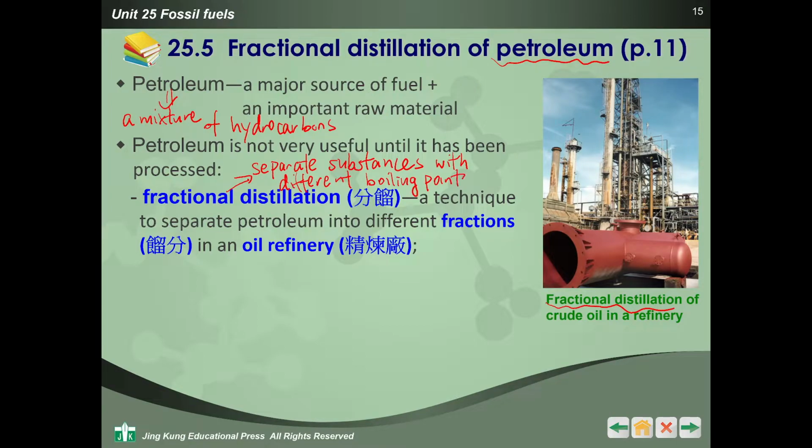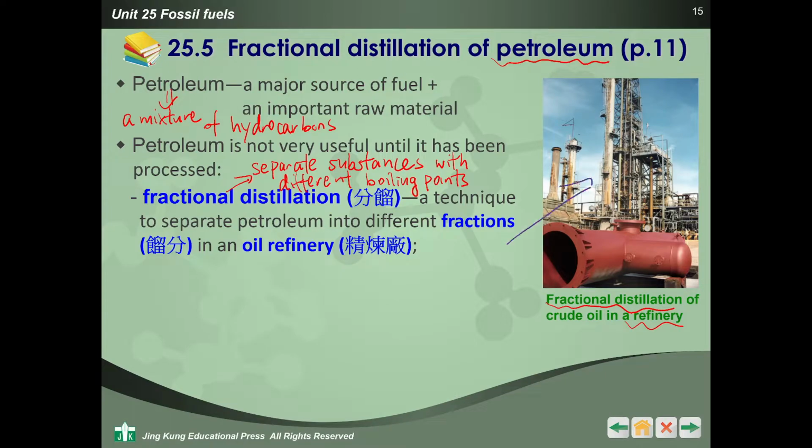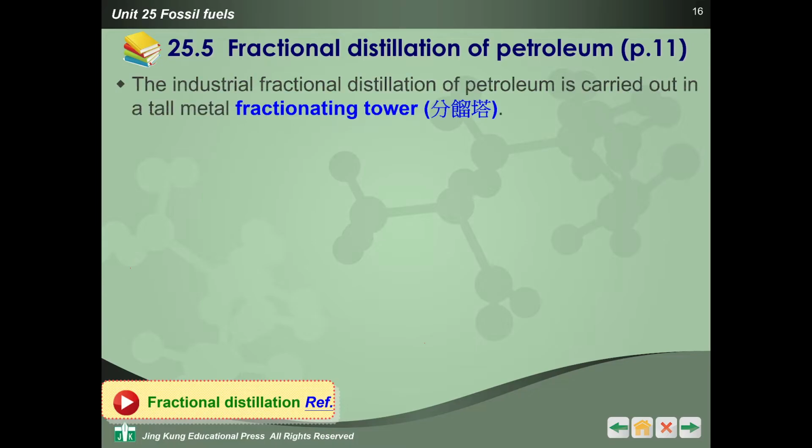And this process is done obviously in an oil refinery. You have these huge factories with huge towers. Now this tall metal tower has a name to it. Maybe I'll just talk about this first. With each fraction, later on we'll learn that the hydrocarbons that are separated, we call them a fraction. They'll have a specific boiling point range, and because it is a mixture of many different hydrocarbons, we'll see that in a bit.